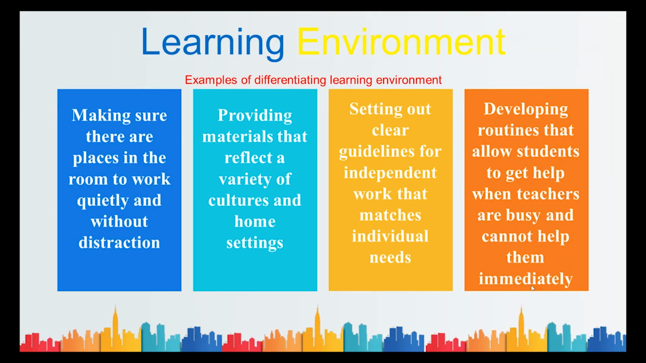Now, for the last element, learning environment. We have many examples of differentiating learning environment. For example, making sure there are places in the room to work quietly and without distraction. Also, providing materials that reflect a variety of cultures and home settings. Also, setting out clear guidelines for independent work that matches individual needs. The last example, developing routines that allow students to get help when teachers are busy and cannot help them immediately.